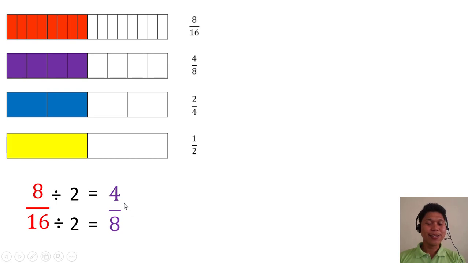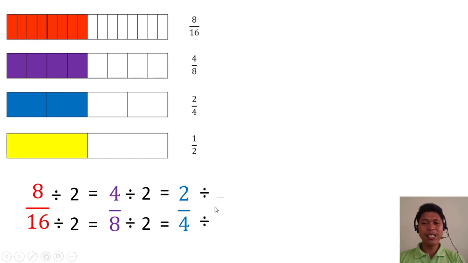Okay? Next, ang 4/8, pwede pa rin ma-divide yan. Okay? May common divisor pa rin, which is 2 pa rin. Okay? So, 4 divided by 2 is equal to 2, and 8 divided by 2 is equal to 4. And our new fraction is 2/4, which is this one. Ang 2/4 ay pwede pa rin ma-divide ng common divisor, which is still 2. Okay, so 2 divided by 2 is equal to 1, and 4 divided by 2 is equal to 2, which is 1/2. And this is our fraction.